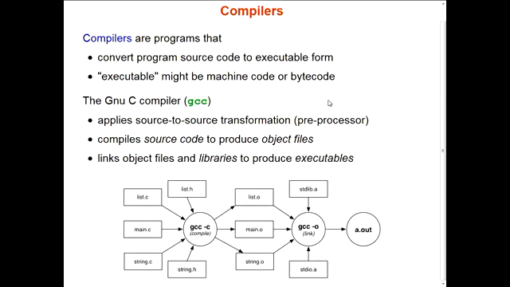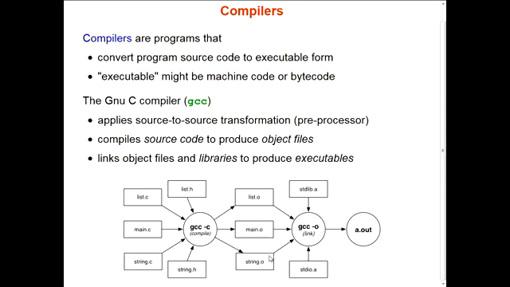We are using GCC, the GNU C compiler, which first of all applies source-to-source transformation with the help of a preprocessor, such as replacing all symbolic constants that have been defined, like speed of light, by the actual number. And then it can be used in two different ways. It can compile source code to produce so-called object files, and it can also be used to link object files and standard libraries to produce executables.